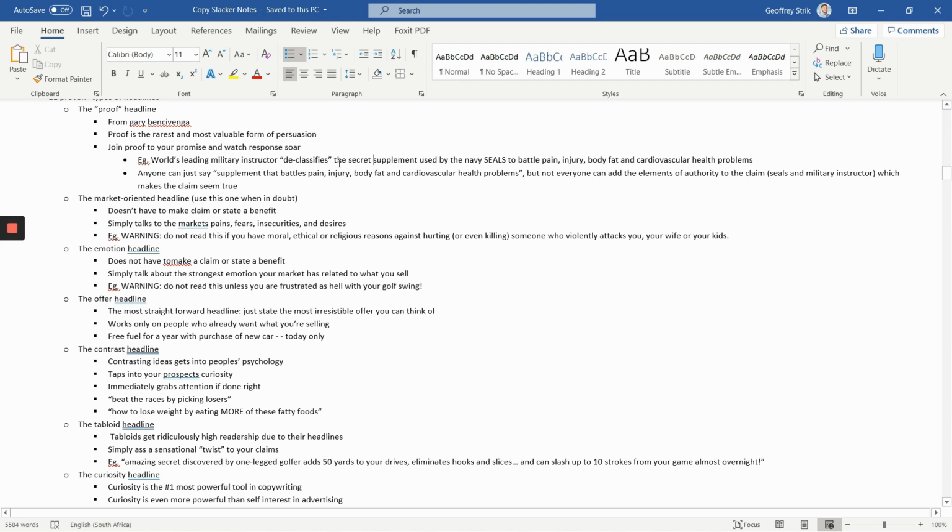So anyone can just say supplement battles pain, injury, body fat, cardiovascular health problems, but no one can add the elements of authority to claim the SEALs and the military instructor, which makes their claim seem true. That's headline 1. Headline 2, the market-oriented headline. Use this one when in doubt.